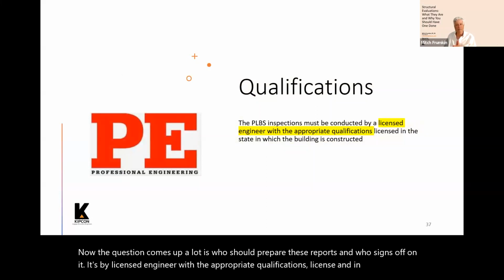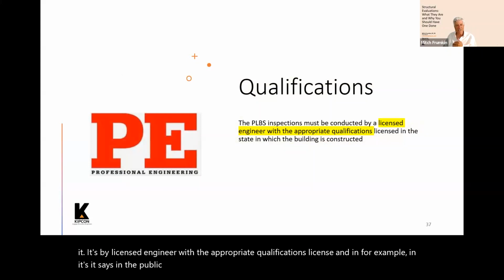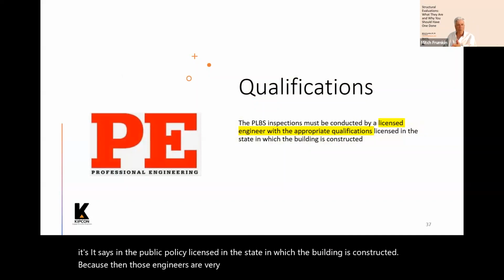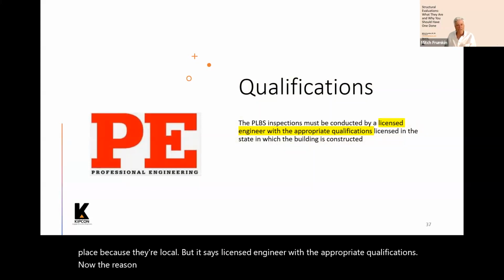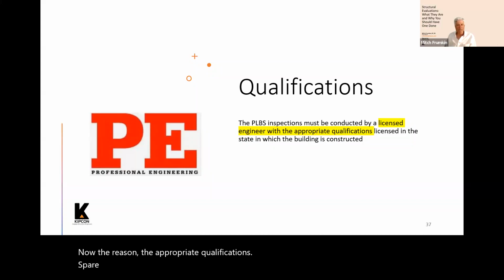For example, it says in the public policy, licensed in the state in which the building is constructed, because then those engineers are more familiar with the construction that's taking place because they're local. But it says licensed engineer with the appropriate qualifications. Now, the reason the appropriate qualifications is there is because there are many, many structural engineers out there, but some of those structural engineers don't have the appropriate qualifications.